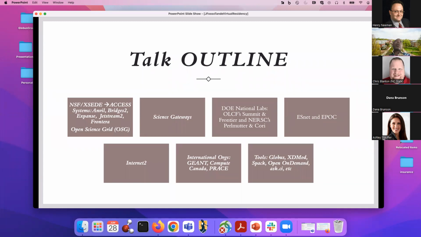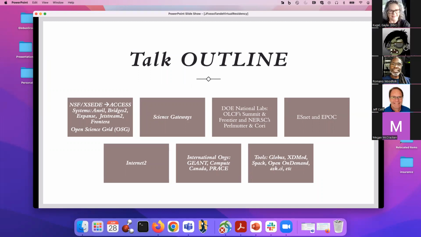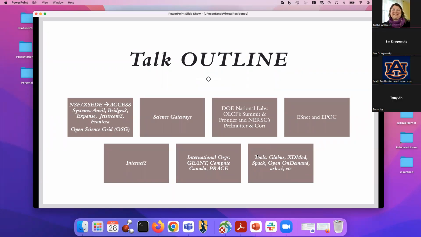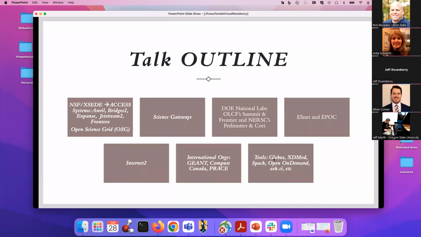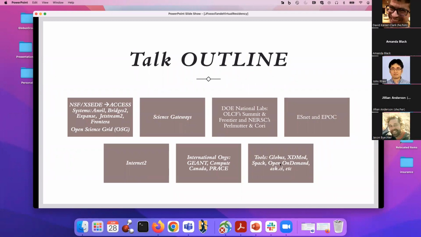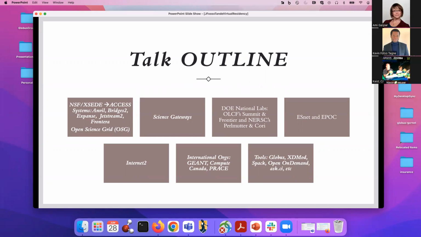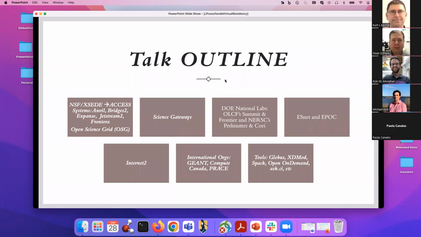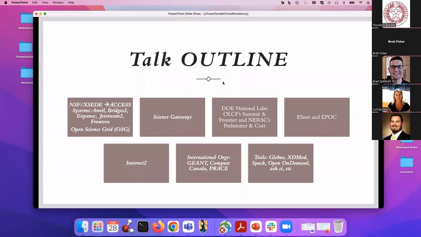I'll focus on Oak Ridge Leadership Computing Facilities, Summit and Frontier, and then NERSC, Perlmutter and Cori. Then we'll explore ESNet and Epoch, look at Internet 2, and some international organizations, specifically GEANT, Compute Canada, and PRACE. And finally, we'll complete with cyberinfrastructure tools: Globus, XDMoD, Open OnDemand, ARCCI, and many more. I'm pretty sure you have your definition of what a cyberinfrastructure tool is, but we'll take a look at that and see what everybody thinks.